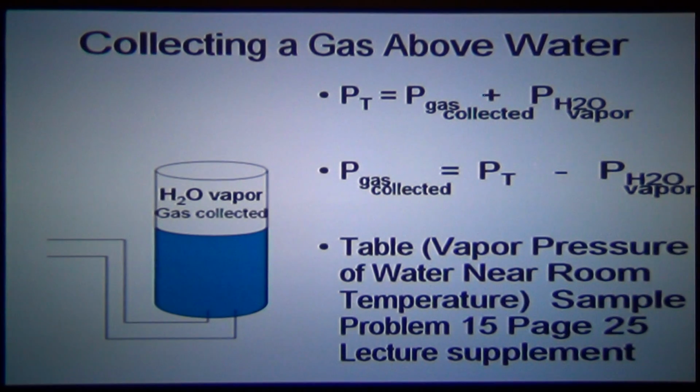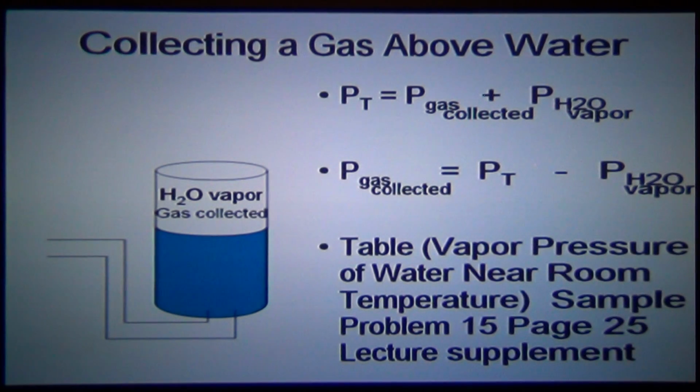When you collect a gas above water, that pressure that you're reading is called the pressure of the wet gas. That will be the pressure of the gas you collected plus some water vapor. So bottom line, a good application of Dalton's law: if you ever notice in a problem that it says something is collected above water, you've got to make sure that you subtract out the vapor pressure of water from the total pressure reading.